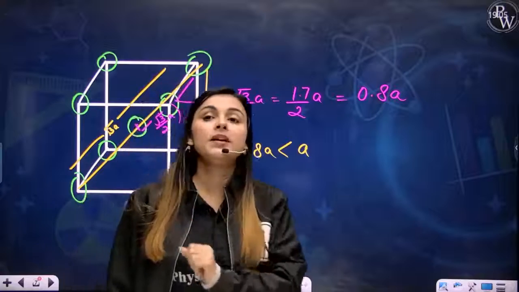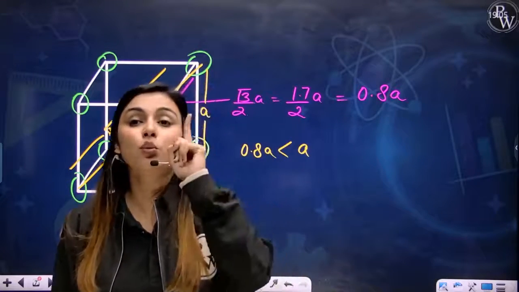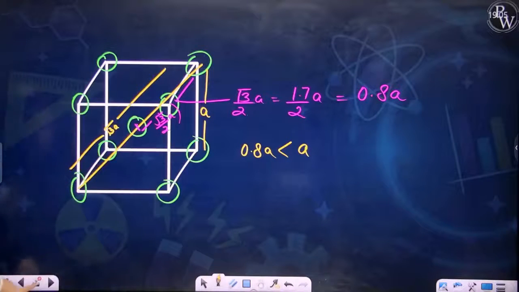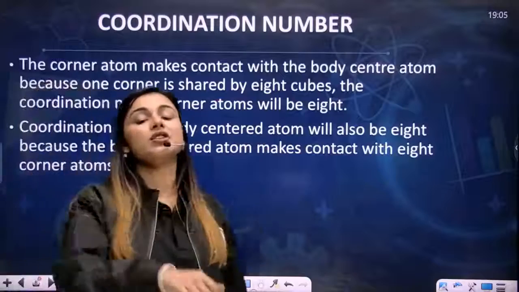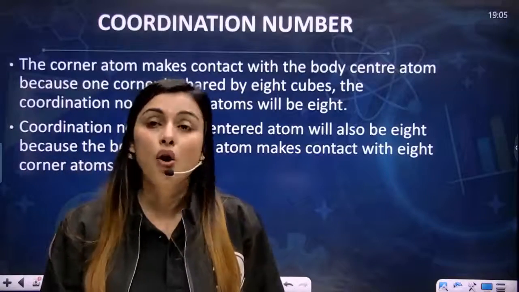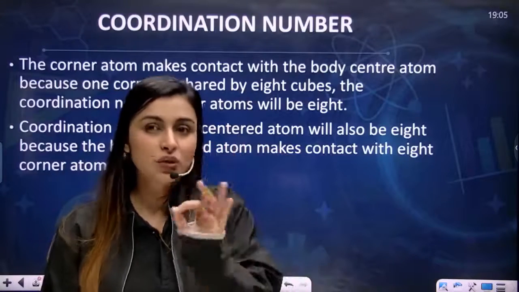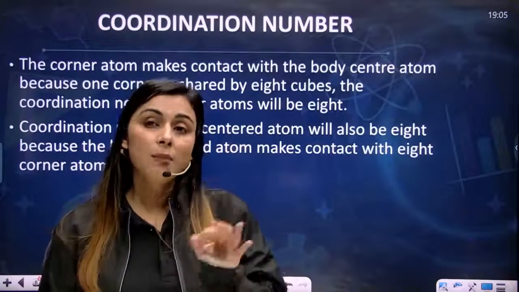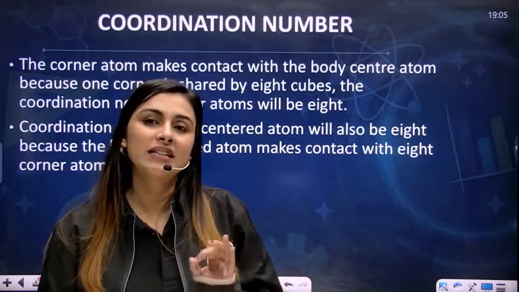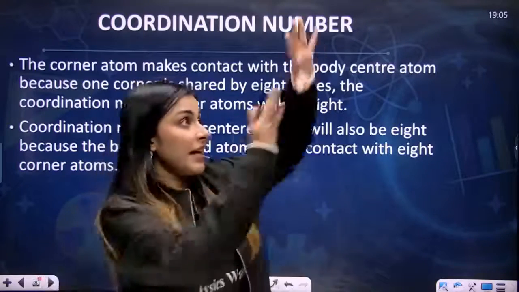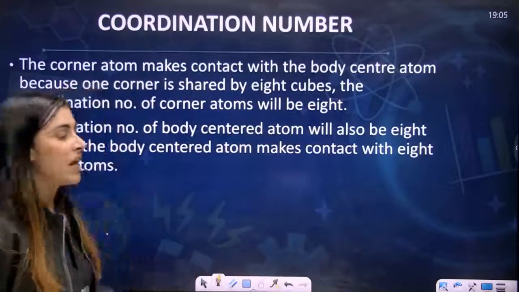So what will be the coordination number of a body centered unit cell? It will be equal to 8, right? So I can say that the first coordination number, or the nearest neighbor, of your body centered is at a distance of root 3a by 2, and the number of atoms at a distance of root 3a by 2 is exactly equal to 8, because in 8 different cubes an atom would be present at the center.